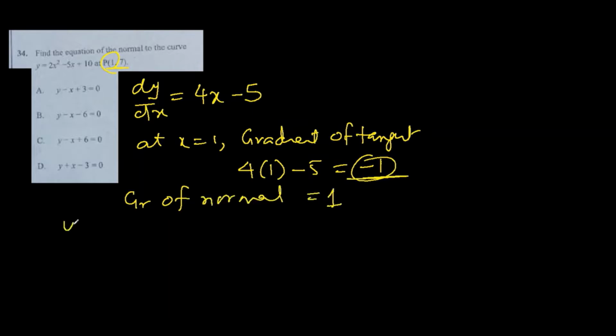Now we'll write the equation. The equation is y minus y1 equal to m times x minus x1 for any line. Normal is a line, so we can do this. Point we know now. x1 is given to us, how much?